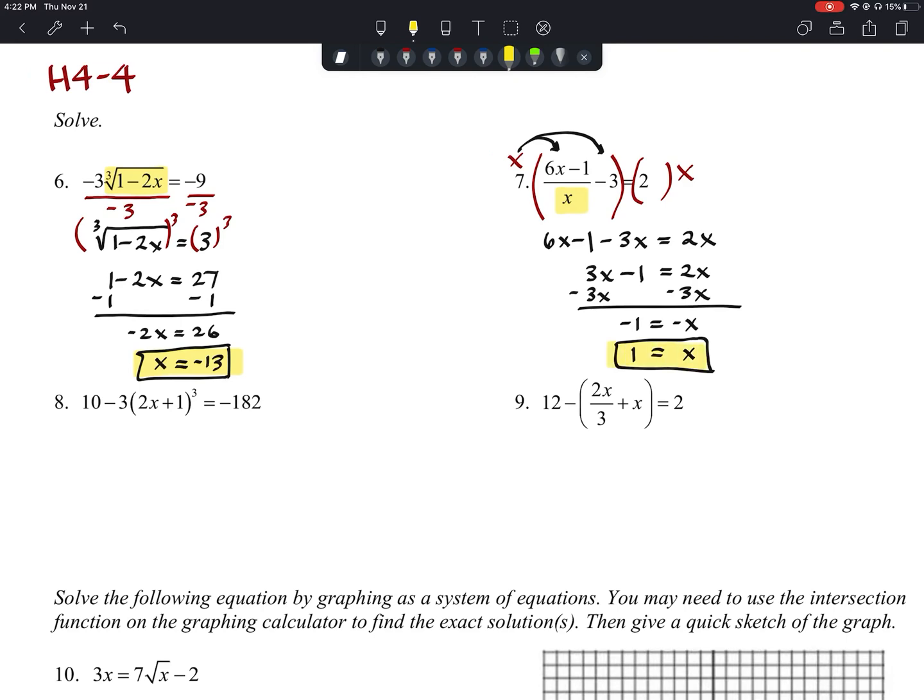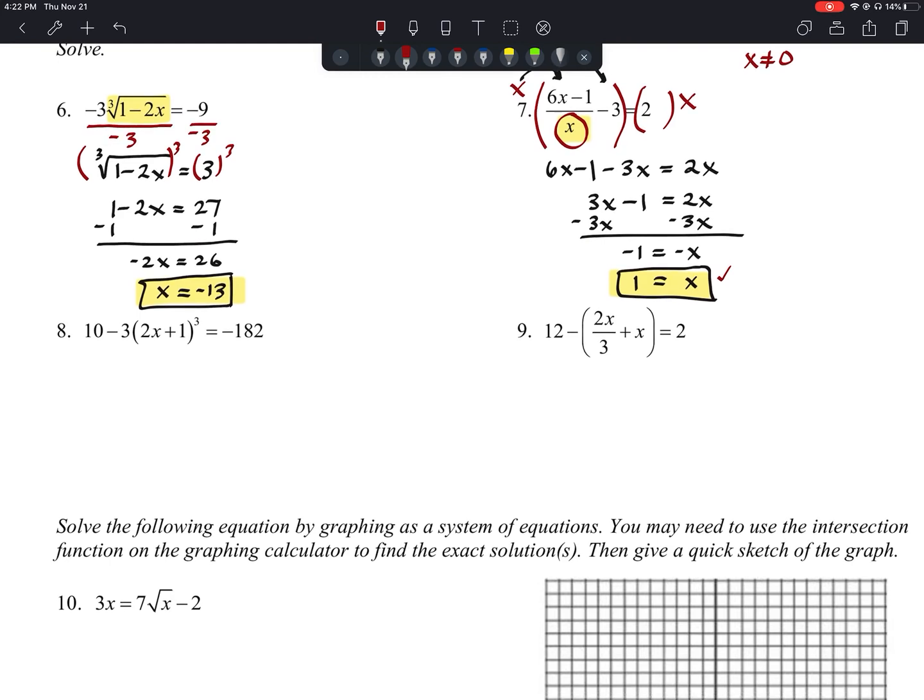Now you can take it here and double check, because we always want to see, are there any excluded values that we'd be looking at here? Remember, x could not equal 0 in this one, but since we didn't get 0, I think we're going to be all right. You can take it and plug it back in to double check to make sure that the answer works.